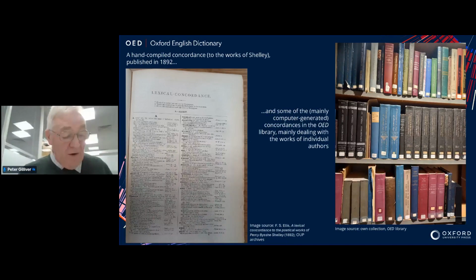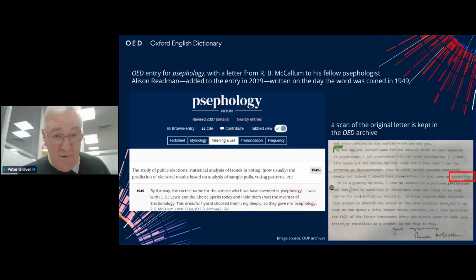And the appeal's been very successful. Since we launched it in 2020, just at the beginning of the pandemic, people have sent in hundreds of antedatings. And of course, there are plenty of sources that can't be searched online. And when I say source, I don't just mean a published book or anything printed. Any piece of text that can be reliably dated can be used as evidence.